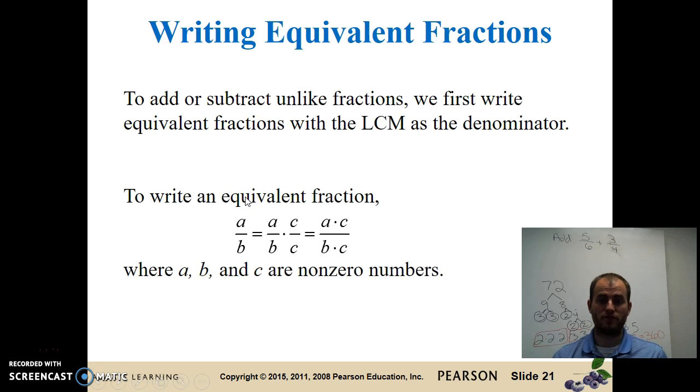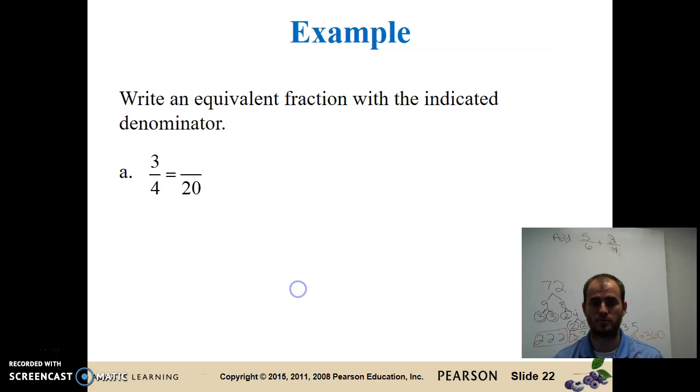Alright, so now that we know how to find the least common denominator, how do you rewrite fractions with that common denominator? Here's an explanation how you'll see it in the book. A over b equals a over b times c over c. So you get a times c over b times c. Now that's kind of confusing. What are they talking about? So let's take a look at some examples to explain that.